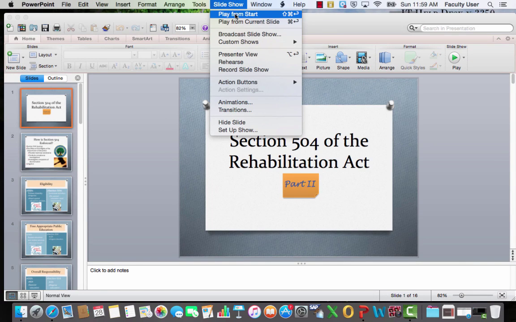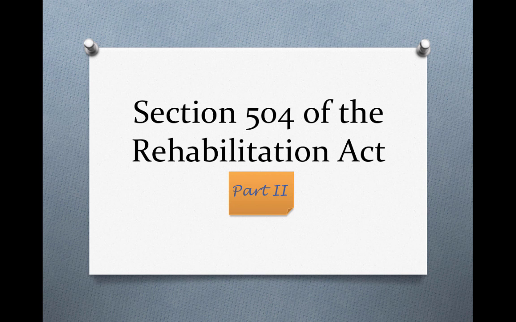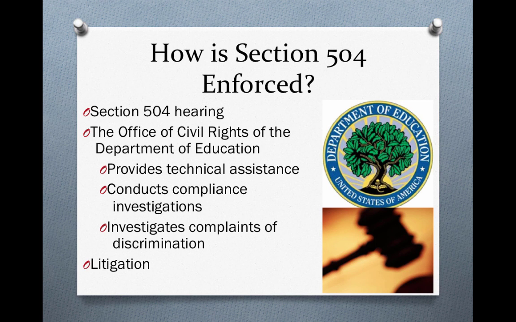Okay, so we're moving into the second part of Section 504 of the Vocational Rehabilitation Act. And again, because it's a Civil Rights Act, the Office of Civil Rights enforces this. It provides technical assistance as well as investigates any compliance investigations and complaints of discrimination and handles litigation as well.